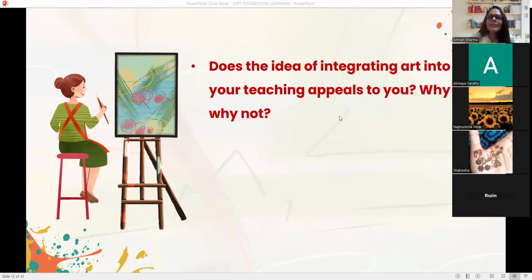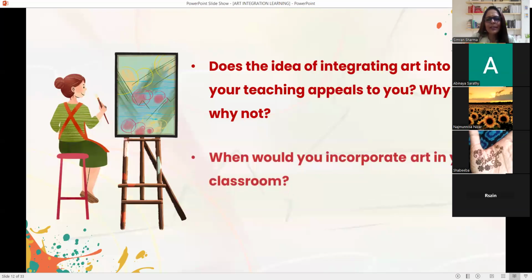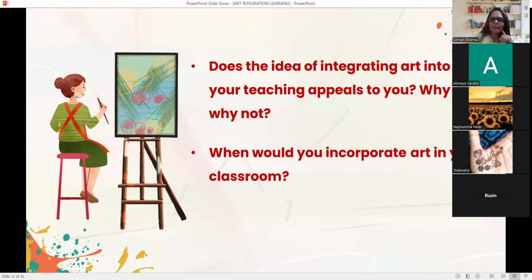Once in a while we have to, and we should be integrating art in our subjects. We do it very regularly, I'm sure we all are doing it. Another question is, when would you incorporate art in the class? We all enjoy it, it appeals to us, but when are you incorporating art into your classroom?